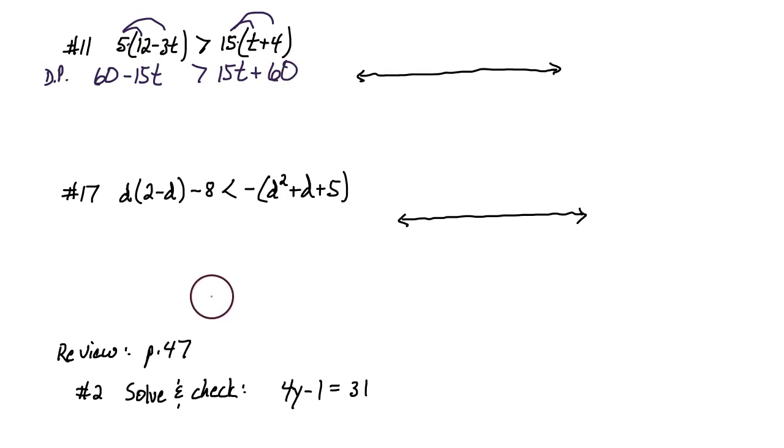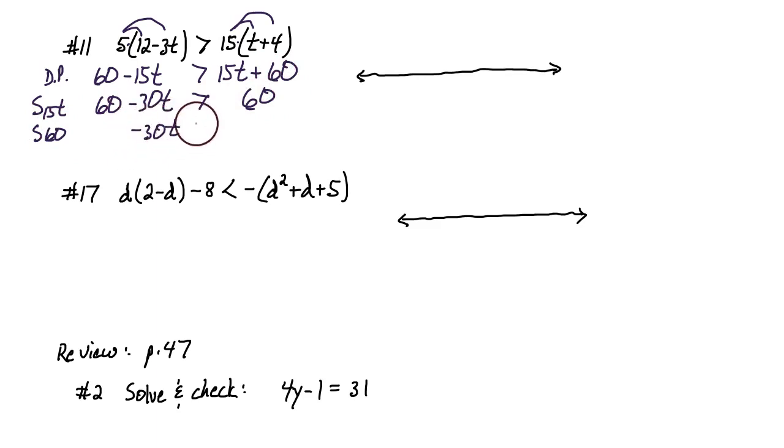The variable t is on the left and right of this inequality. We don't want that. So let's subtract away the 15t so that it cancels off of the right side. I'm going to subtract 15t. We have our 60. Negative 15t subtract 15t is negative 30t. On the right side, the number 60 is still there. Now we could subtract 60 from both sides. To get negative 30t is greater than 0.